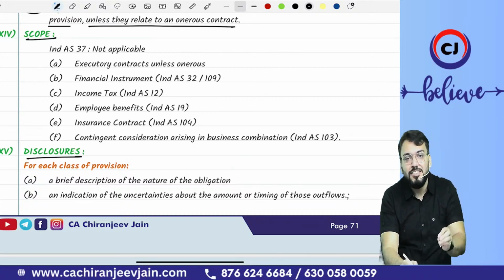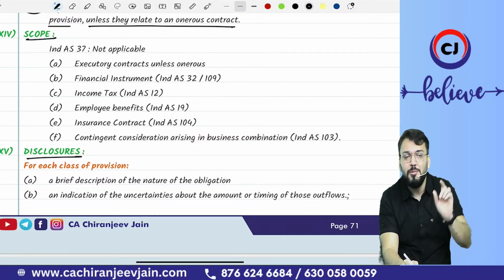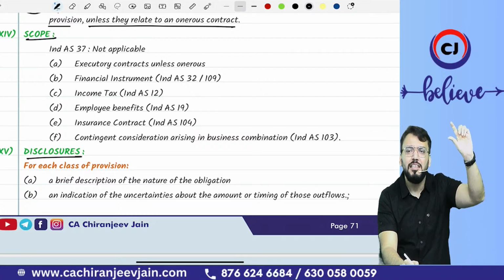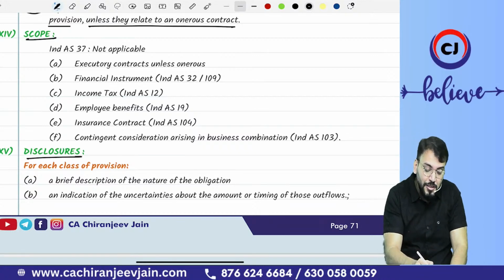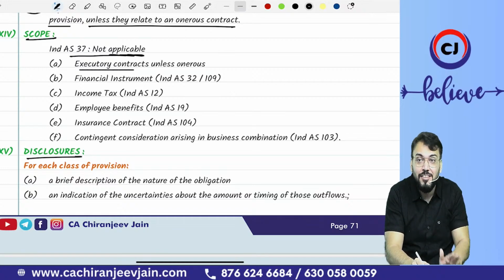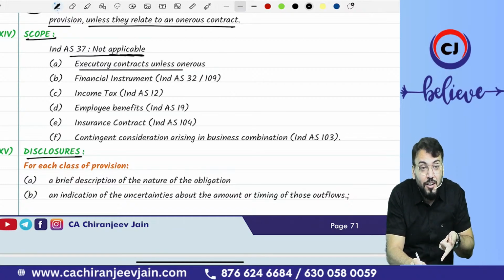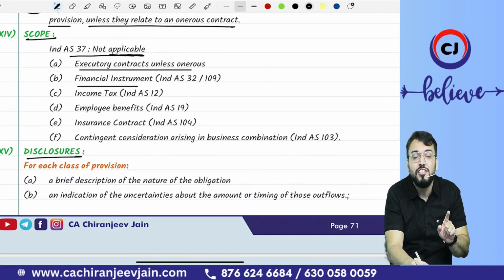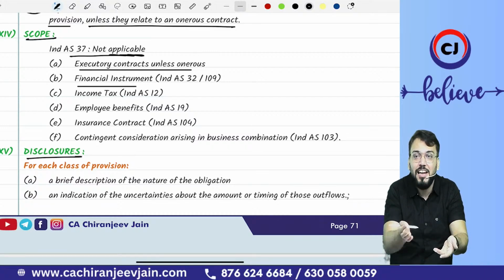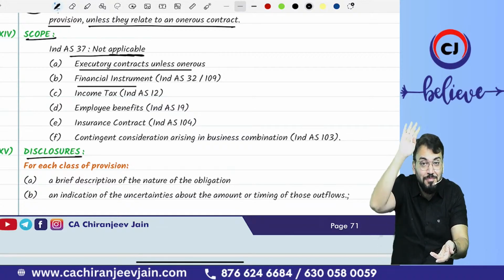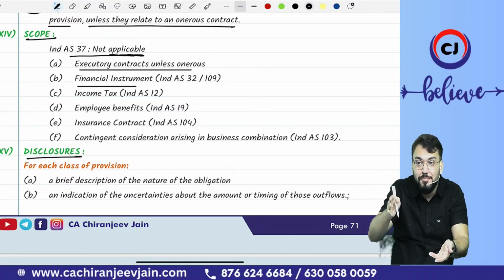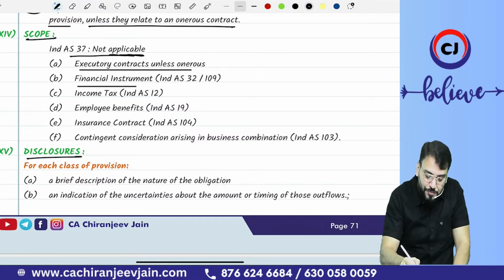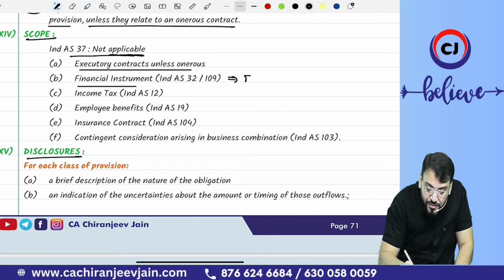Scope means what? This chapter is not applicable to what? However, scope is actually the first point, but initially you will not be able to understand. In scope, this Ind AS is not applicable to executory contracts, unless they become onerous. It is not applicable to financial instrument contracts. Financial instrument means financial asset. One example of a financial asset is debtor. Look at debtor: provision for doubtful debt, now called allowance for bad and doubtful debt, is not covered here. So write down: it is not applicable to financial asset.